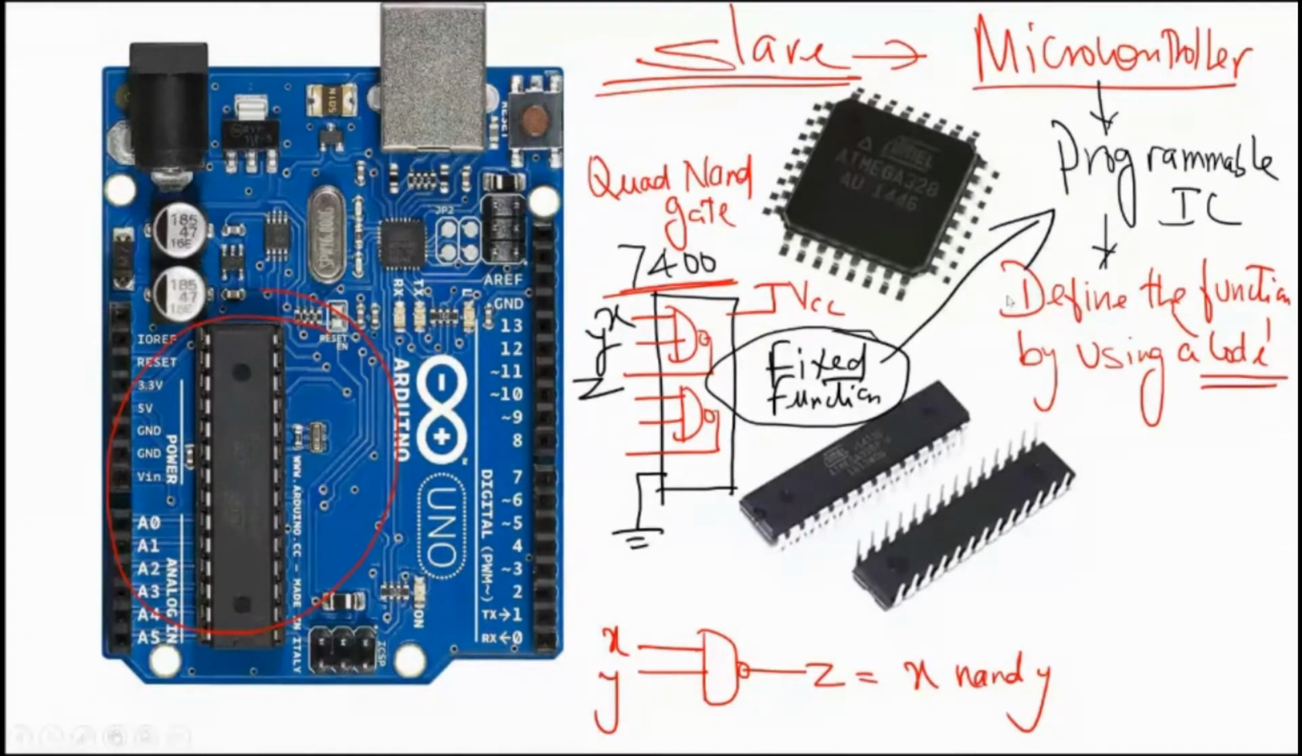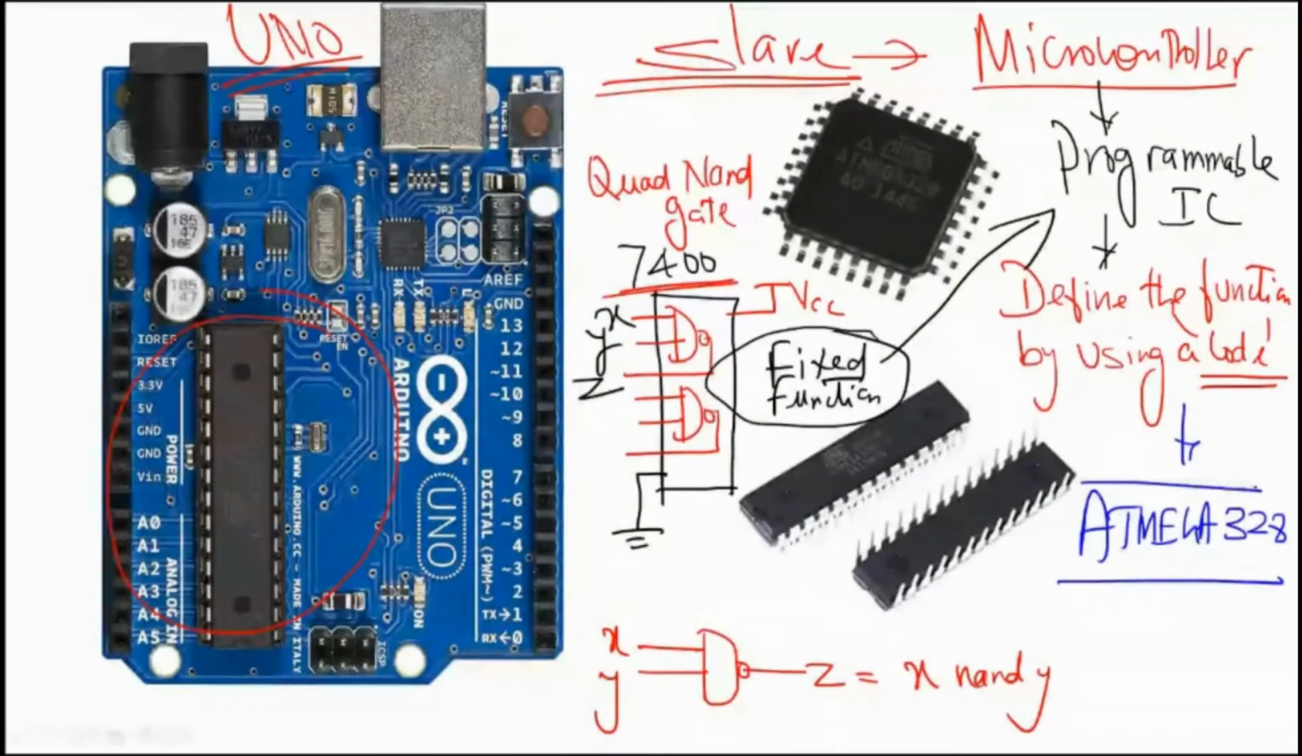So such a programmable IC is available inside this Arduino board. The version of the Arduino board that we are using is Arduino Uno. You can see this Arduino Uno. In this Arduino, we have one powerful microcontroller, and the name of that particular microcontroller is ATMEGA 328. ATMEGA 328 is the serial number of this particular IC.